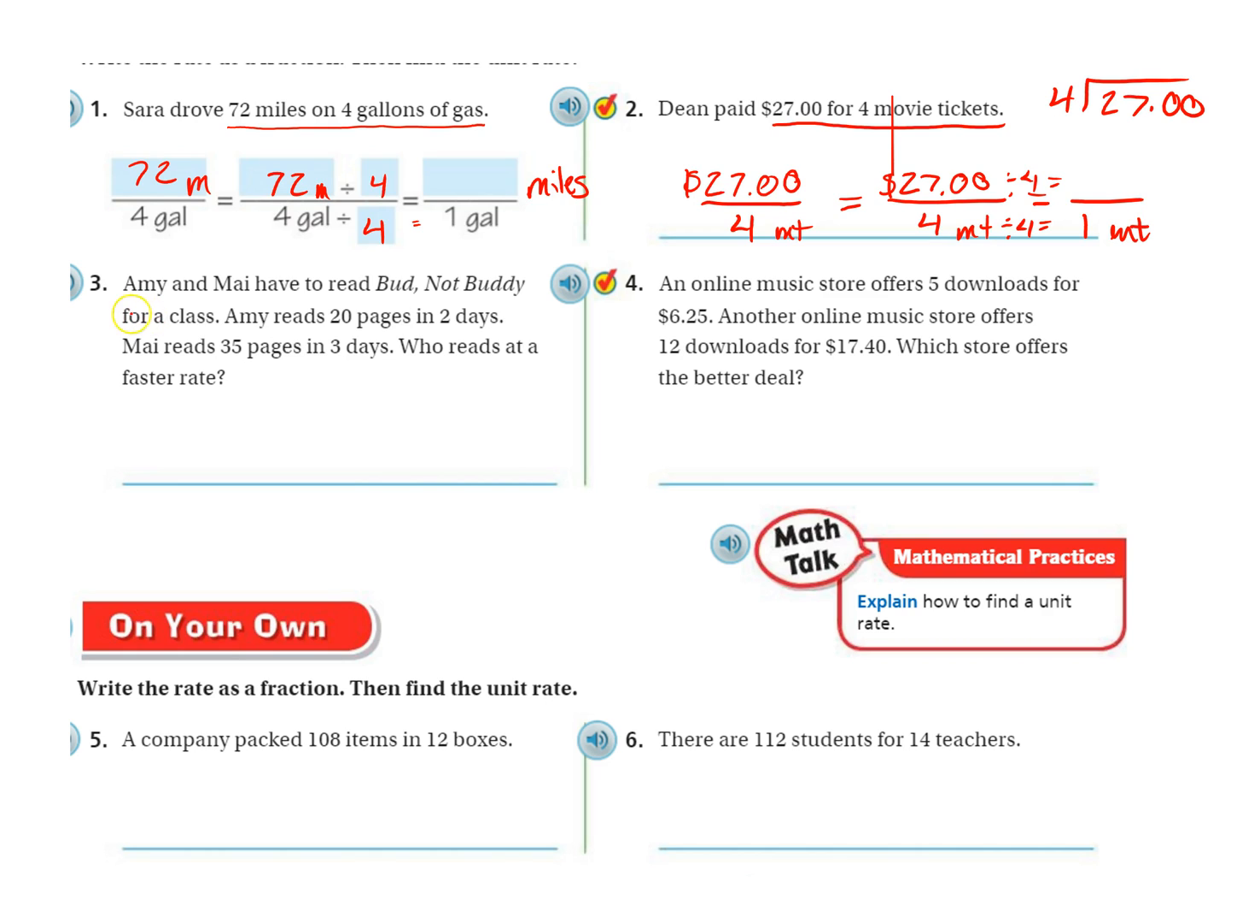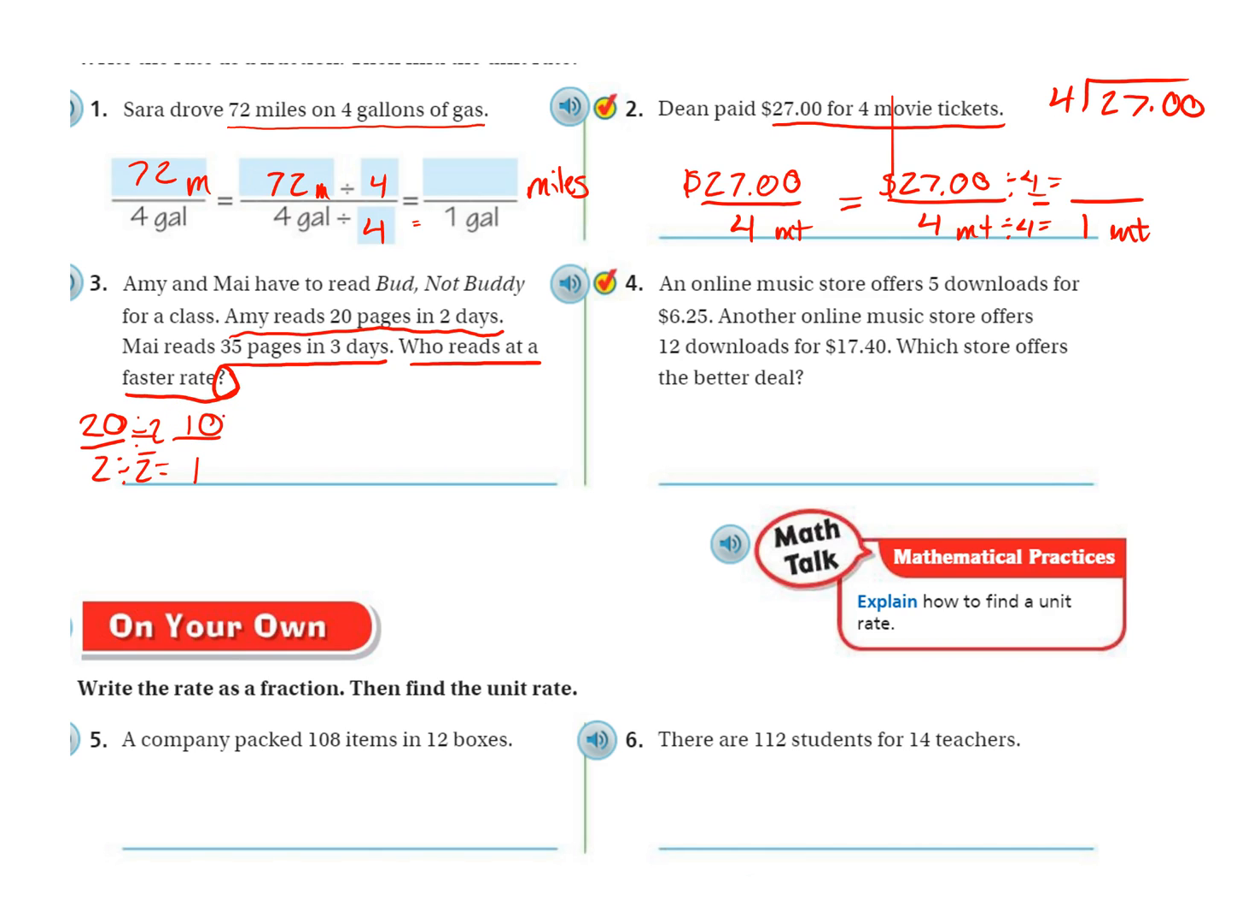All right, going on to 3. Amy and May have to read Bud, Not Buddy for a class. Amy reads 20 pages in 2 days. May reads 35 pages in 3 days. Who reads at a faster rate? So again, we know pages over days, and we want to get this to 1. So what do we have to divide by? We have to divide by 2. 2 divided by 2 will get us to 1, and then divide the numerator by 2 as well.